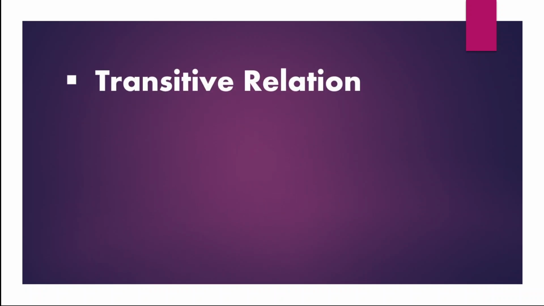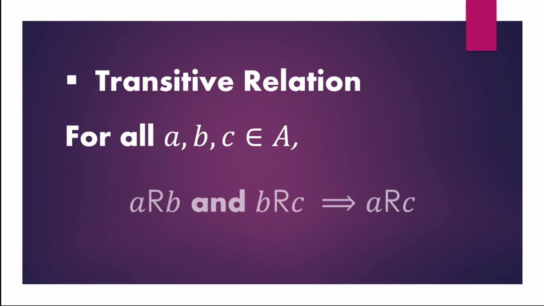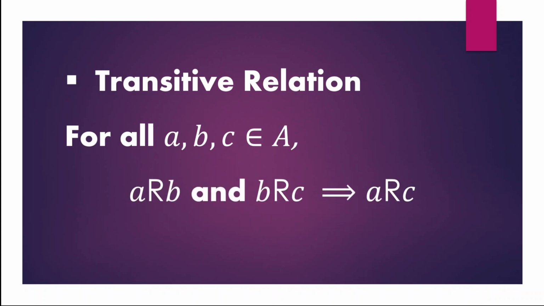Coming to what is a transitive relation. In this case, if I take a relation R on a set A, for any three elements a, b, c in A, whenever a is related to b and b is related to c, it must imply a is related to c. So first element related to the second one and the second one related to the third, then the first one must be related to the third, then you call it a transitive relation.